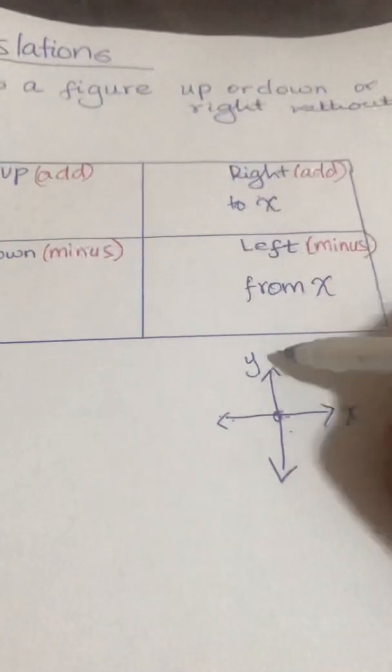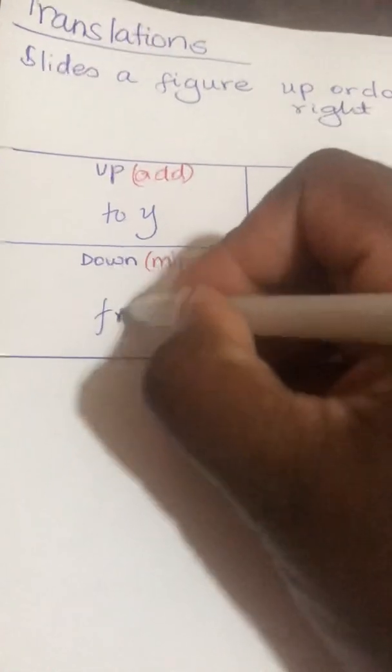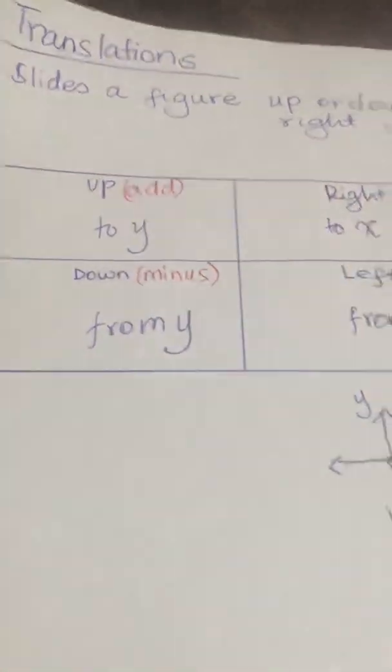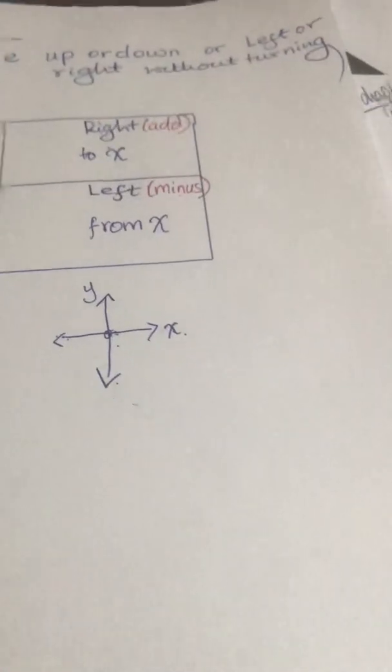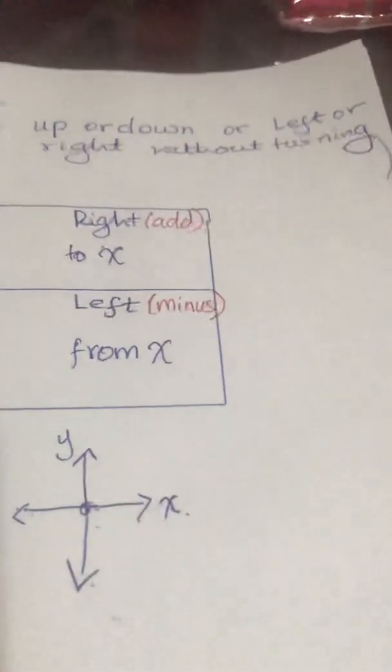Okay? If you're going up, that means you're on Y. If you're going down, it means you're on Y. So here you add to Y, you minus from Y. Okay? So let us look at examples.